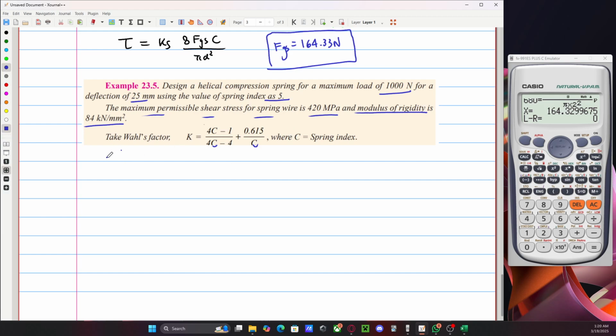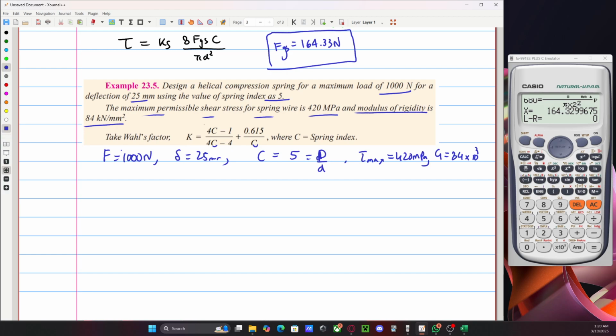So what's given to you? We're given force equals 1,000 newtons. We're given deflection is 25 millimeters. We're given C is 5, which is also equal to capital D over small d. And the tau max is given as well, which is 420 megapascals. And G is given as 84 times 10 to the 3 Newton per millimeter squared.